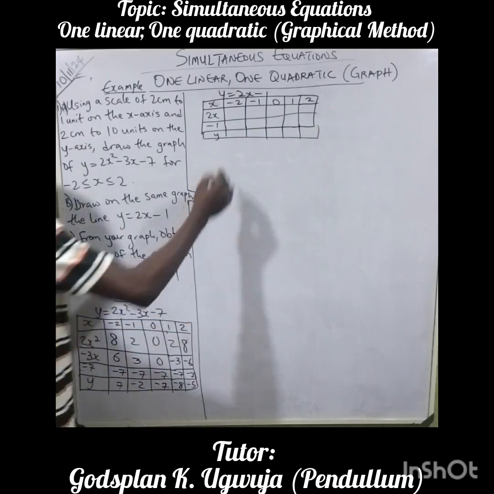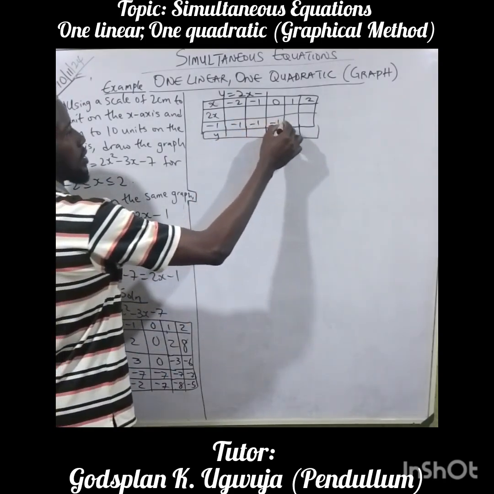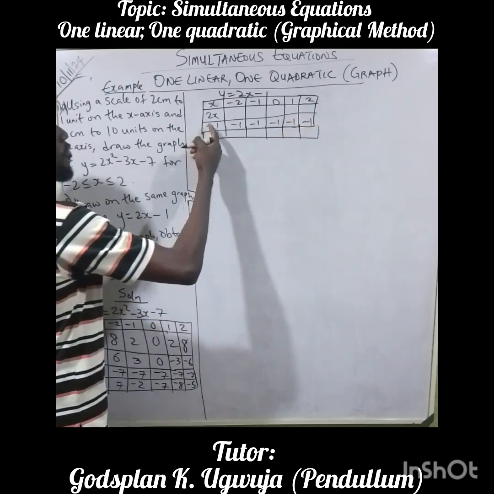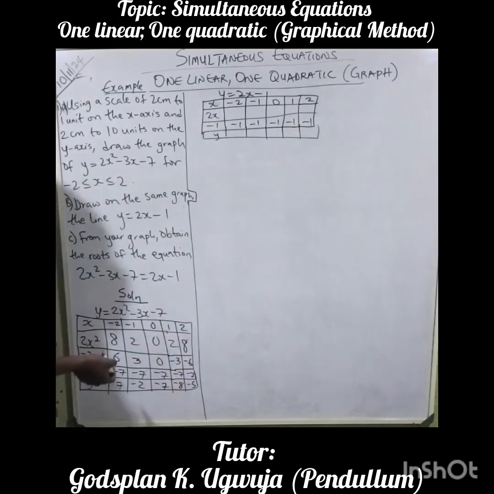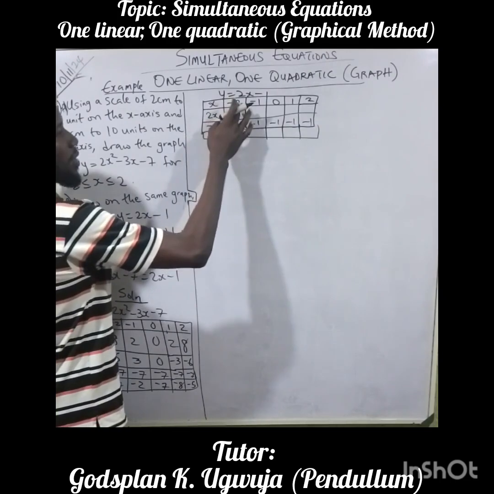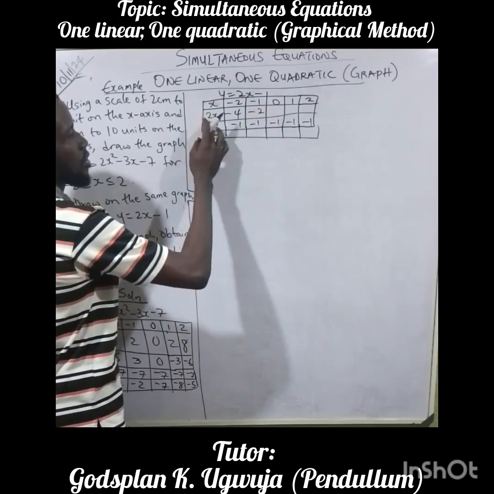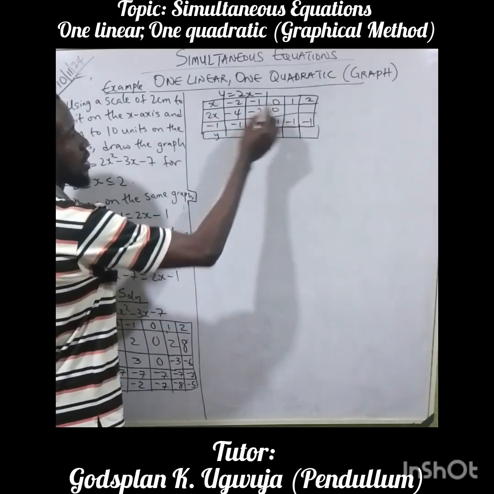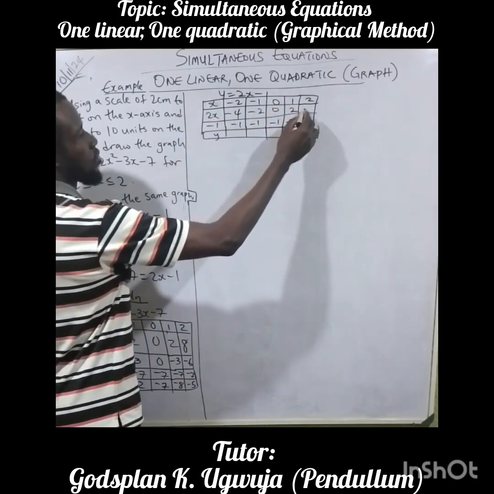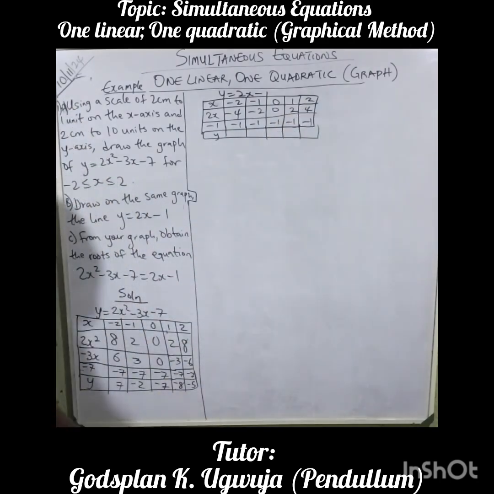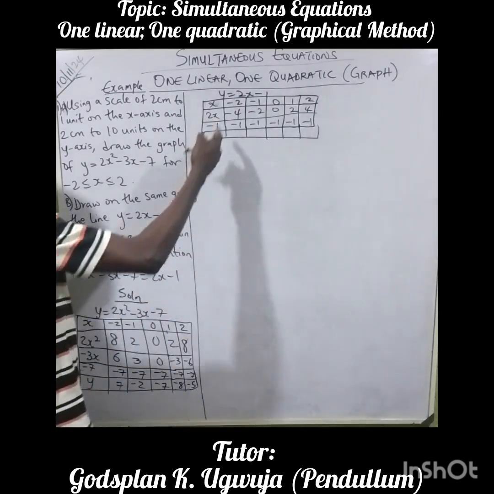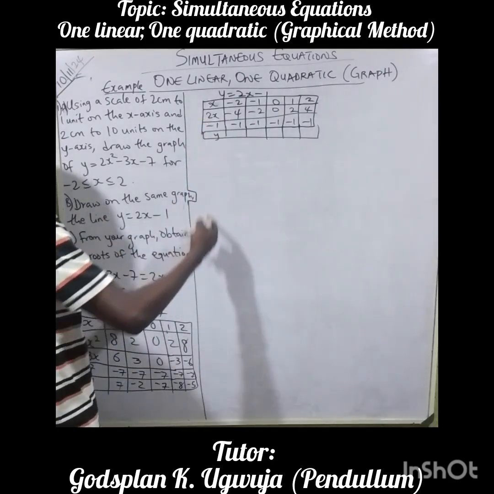Okay, so minus 1 is constant. 2x means 2 times each value of x here. So 2 times minus 2, minus 4. 2 times minus 1, minus 2. 2 times 0, 0. 2 times 1, 2. 2 times 2, 4. Then if we fill this up, we'll add up the two rows in the middle to get our y value.